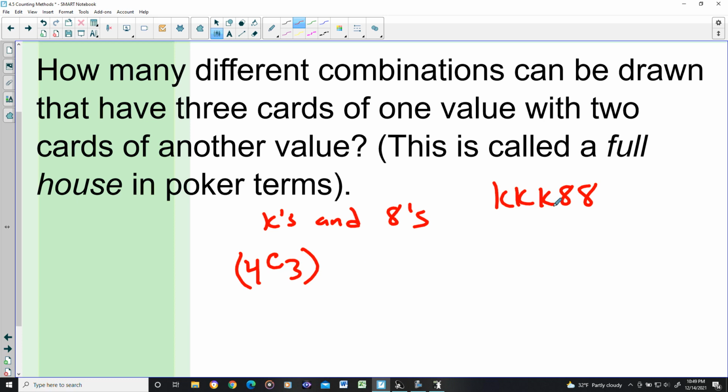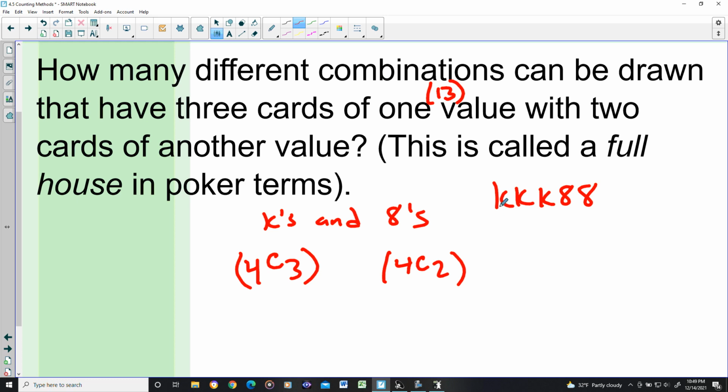Now, how about the 8s? Now I want 2 of the 8s, right? But again, how many 8s are there? 4. So choose 2 of the 4 8s. But now here's the thing. Did I say that it was kings and 8s? No. So how many different groups of values are there? There's 13. So of one value, there's 13 possibilities here.